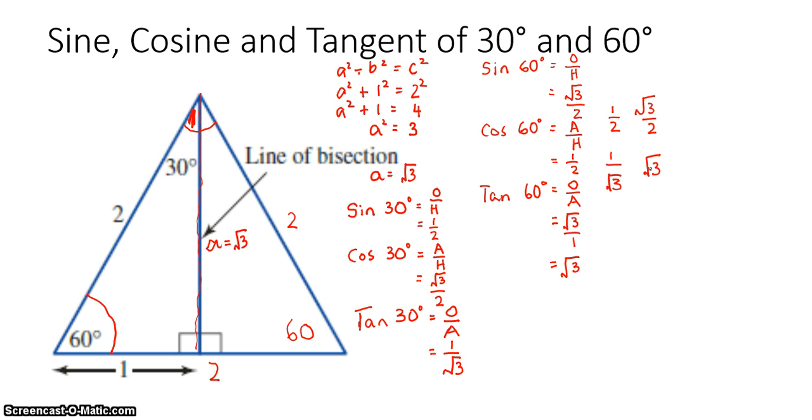All of these values have decimal approximations as well. We know that a half is equal to 0.5. Root 3 on 2 is equal to 0.8660 as a decimal approximation. 1 on root 3 is equal to approximately 0.57. And the square root of 3 is approximately equal to 1.73.